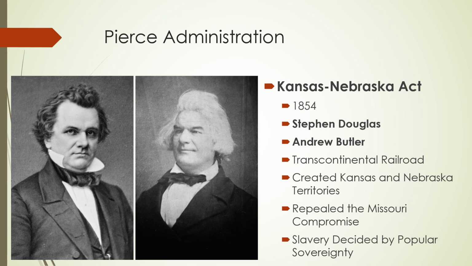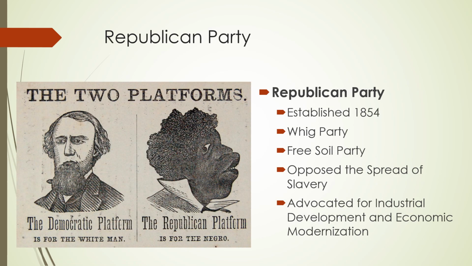Now, you see a name there, Andrew Butler. Andrew Butler is from South Carolina. So Andrew Butler is going to co-sponsor this bill. Douglas comes up with this bill, but Butler co-sponsors it because he needs a Southern guy to get the other Southern states on board. So this passes, all right? We're going to see both of these guys' names again. They're introduced here, but we'll see them again. Obviously, this is going to make the anti-slavery people very upset.